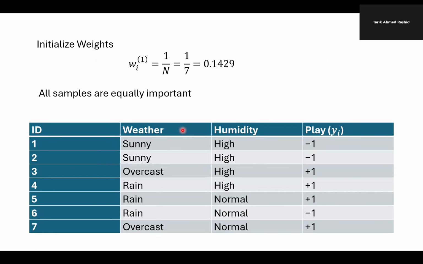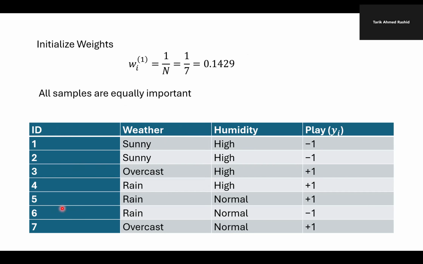Now, the algorithm starts with initializing the weights. Let's say this is our data set, 7 samples. It has 2 features, weather and humidity, and this is the class: -1 do not play and +1 play. So 2 features, 7 samples. Now how can we initialize the weights?